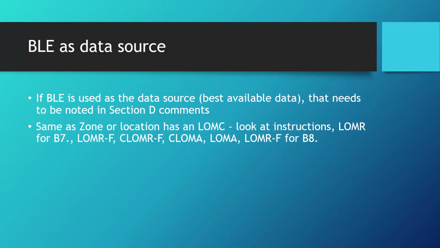So, if it's same as zone or location that has a letter of map change, you can look at those instructions that go with the elevation certificate. LOMR for B7. So that goes for all letters of map change, LOMR-F, CLOMR-F, CLOMA, LOMA, LOMR-F, whatever the case is for B8.